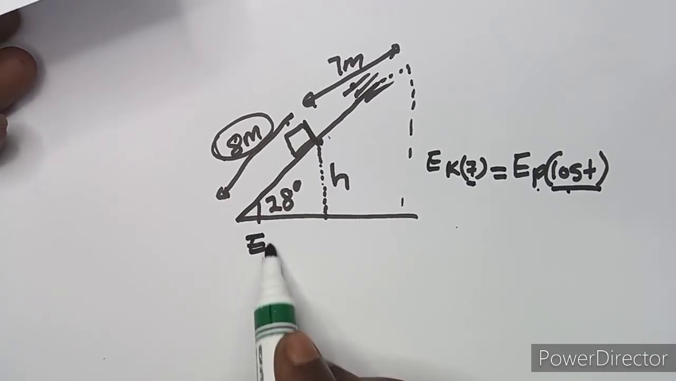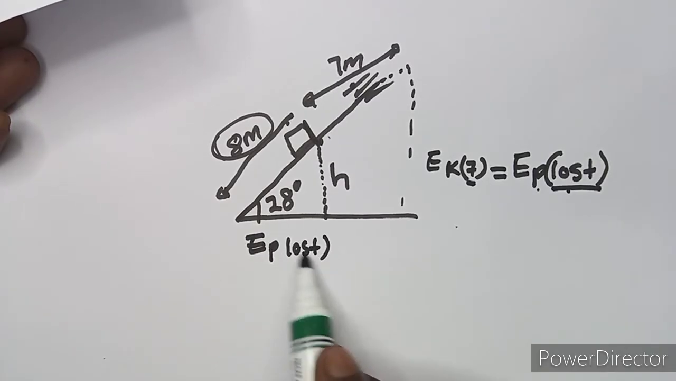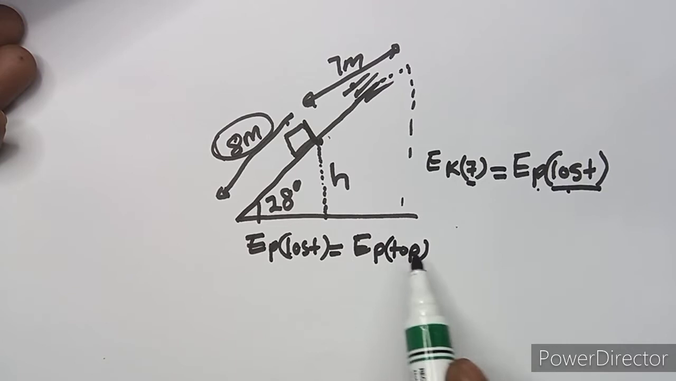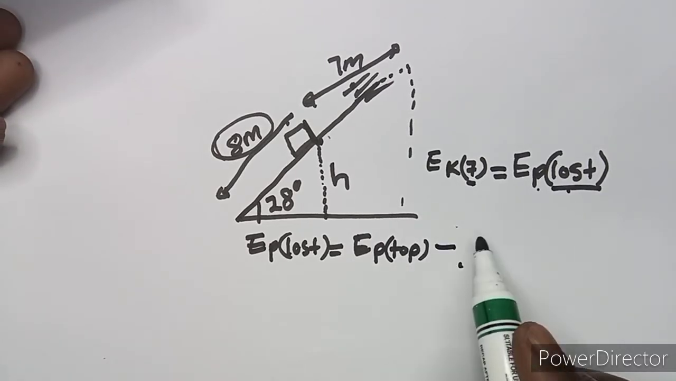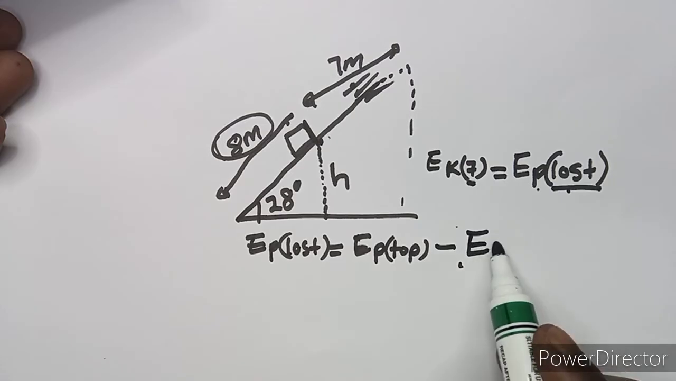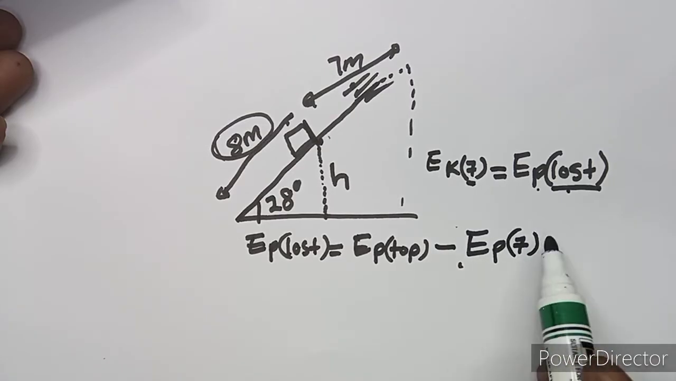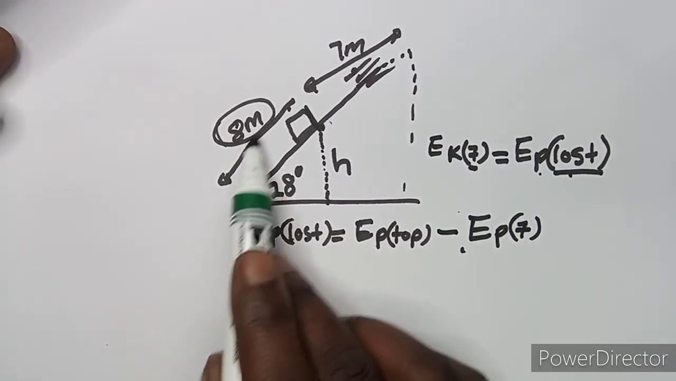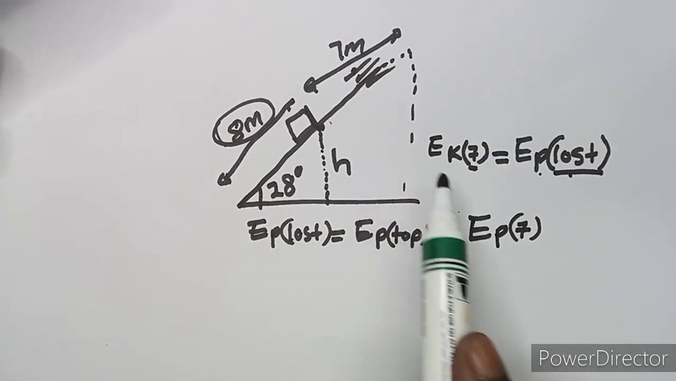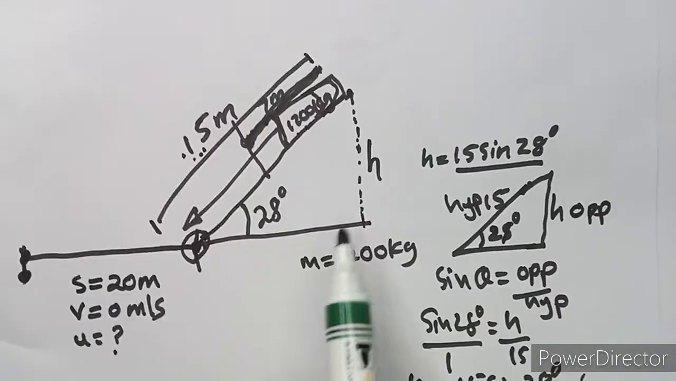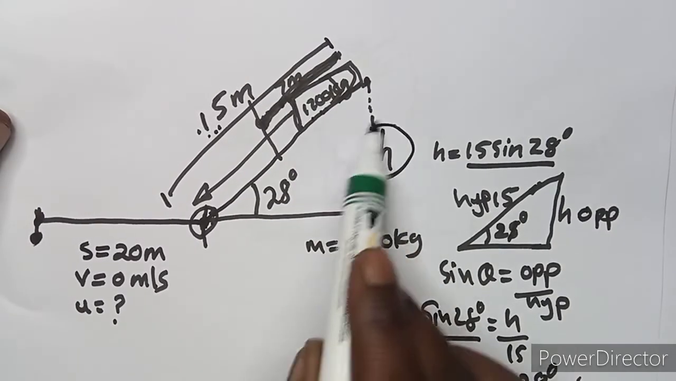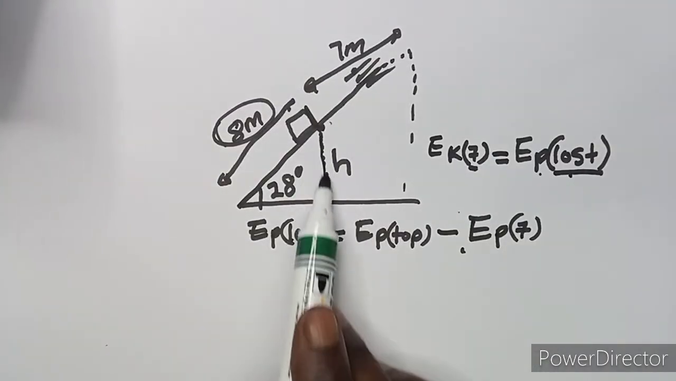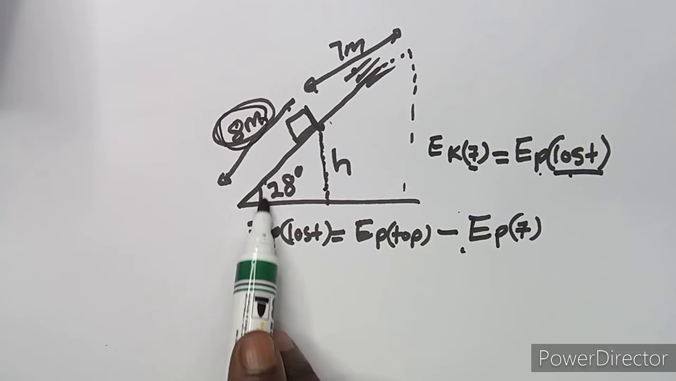Okay, the potential energy that is lost is equal to the potential energy that we had previously at the top, minus the potential energy after 7 meters, which means the potential energy now that you have with these 8 meters. Remember, the potential energy is going to change, because initially you used the potential energy with the h, which we said is 15 sine theta, but this time our h is no longer 15, it's now 8 sine 28.